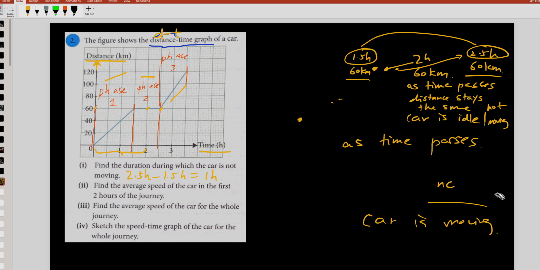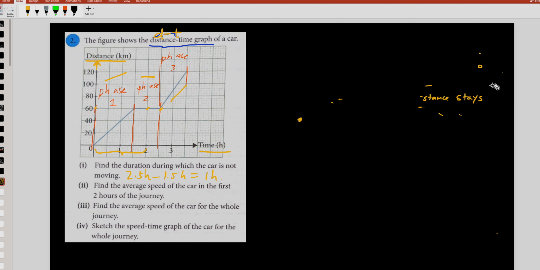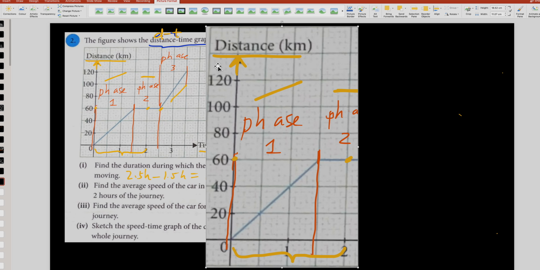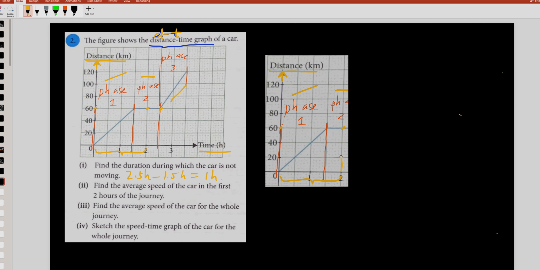Now we are going to part two. Find the average speed. So now we focus on this part. First 2 hours means from 0 to 2. So basically you need to analyze the graph accordingly. Average speed is equal to total distance divided by total time. So what's the total time? 2 hours, right?